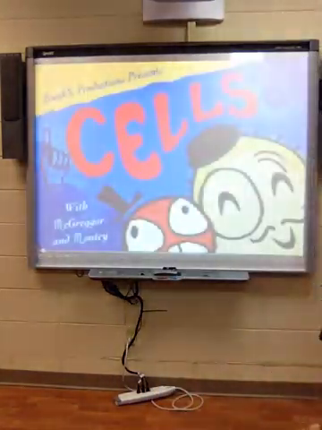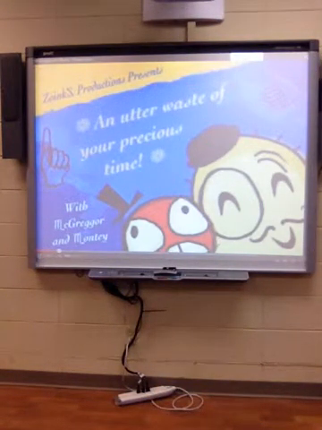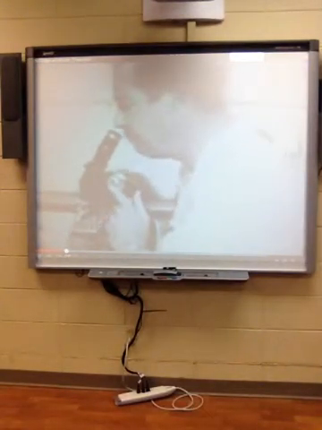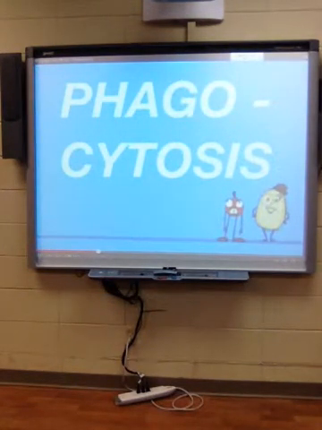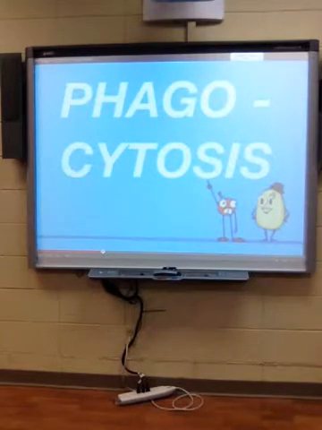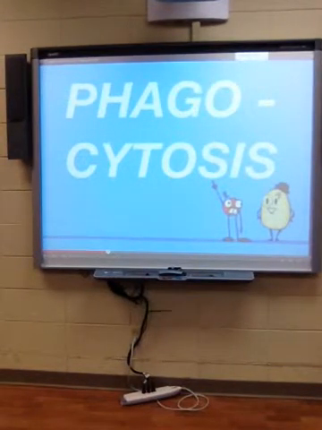So endocytosis. This would be a white blood cell. Like that. So this is one of the types of endocytosis. There's phagocytosis and pinocytosis.